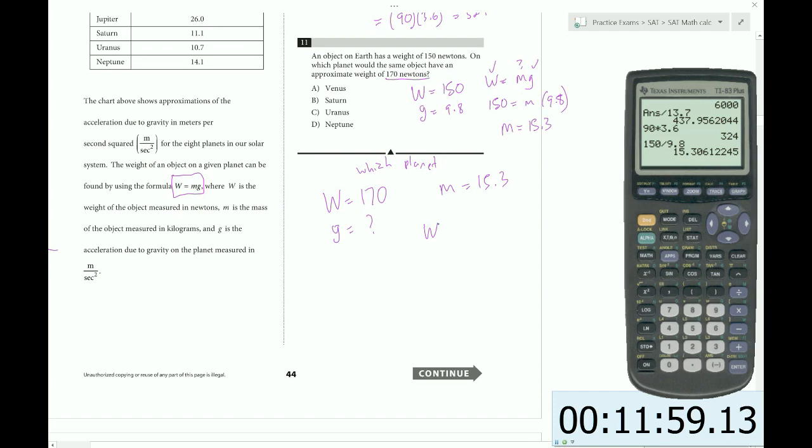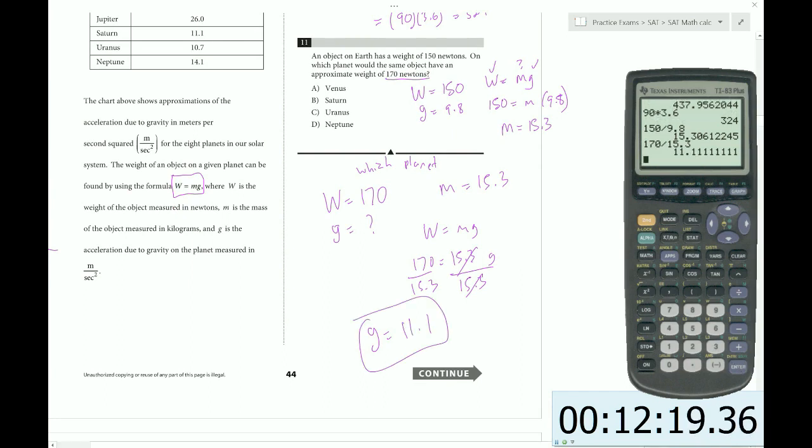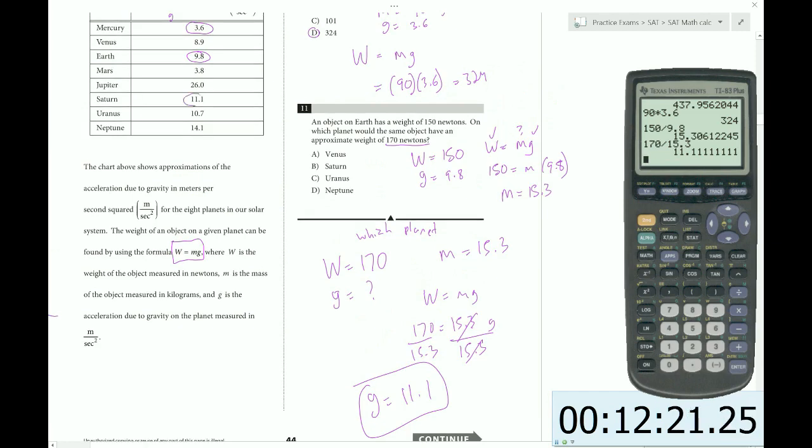So weight equals mg. So we have 170 equals 15.3 times g. And so we just have to divide by 15.3. So we find that g is equal to 170 divided by 15.3, and that equals 11.1. So which planet would that be? I think that would be Saturn. So that's choice B.